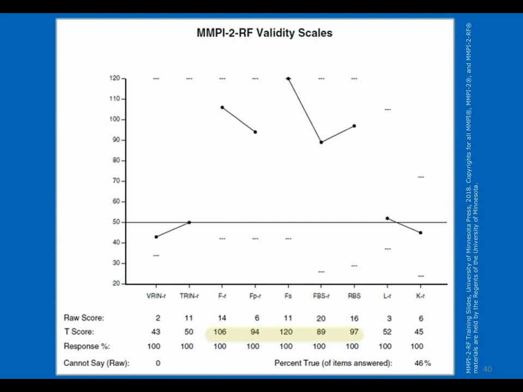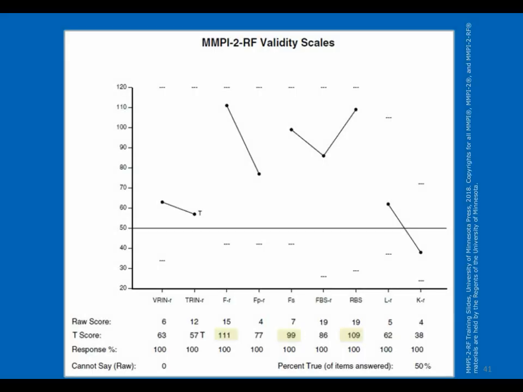Technically speaking, it would be possible to interpret the substantive scales from the MMPI-2-RF, although the interpretation of those scales would have to be qualified significantly to reflect the concerns with overreporting in general, as well as overreporting of somatic and cognitive problems. In this example, we see high score elevations on F, FS, and RBS.